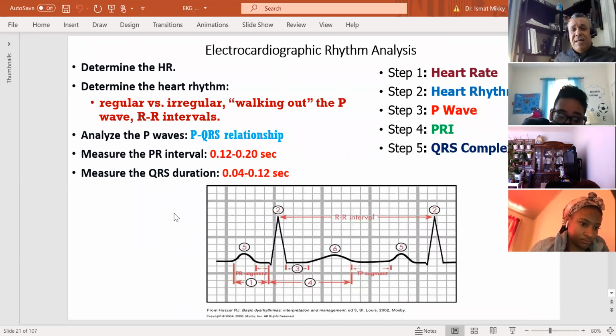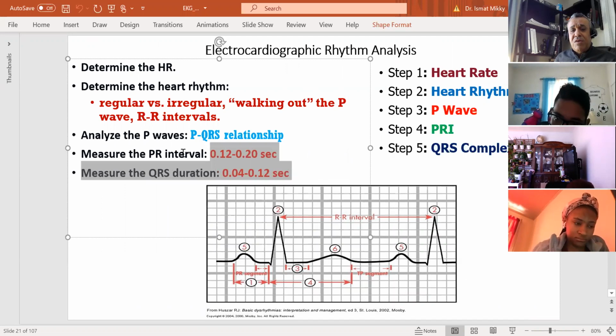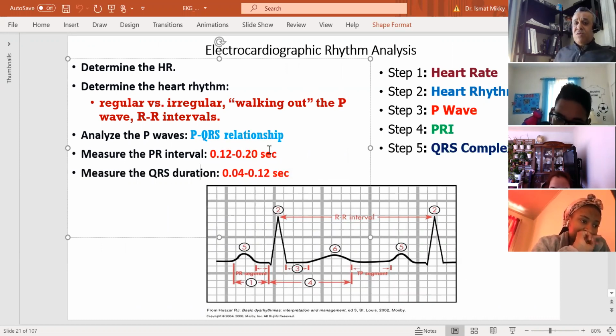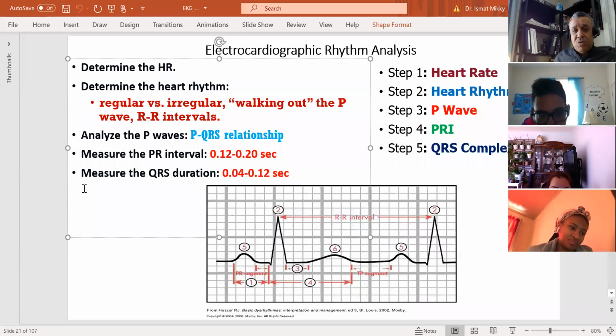So the systematic analysis of the EKG: again, these are the 2 intervals, the PR interval and the QRS complex. The PR interval goes from 3 small to 5 small boxes, which is 1 large box. And the QRS should not be narrower than 1 small box or wider than 3 small boxes.